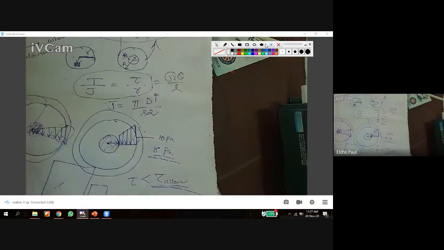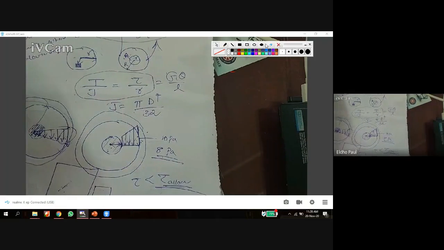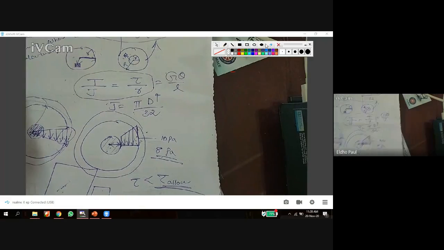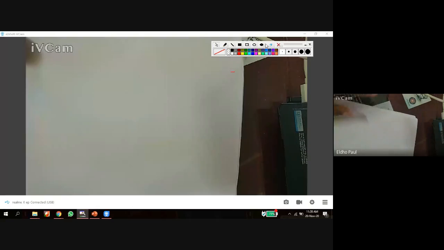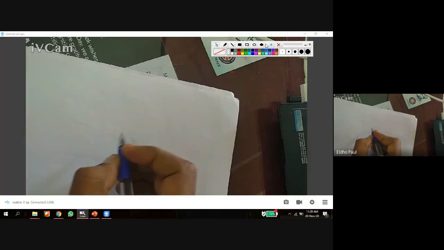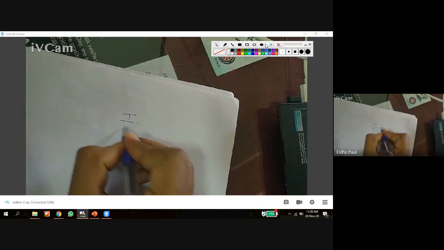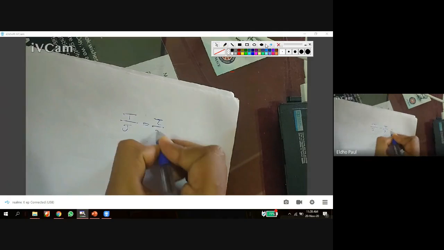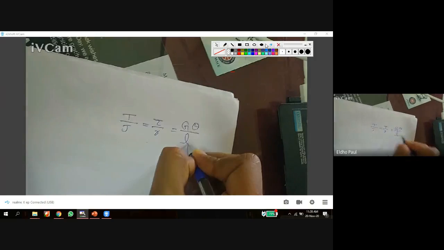Another one is polar modulus. So next we are going to develop some terms from this equation. T by J is equal to tau by R equal to G theta by L. This is our torsion equation.